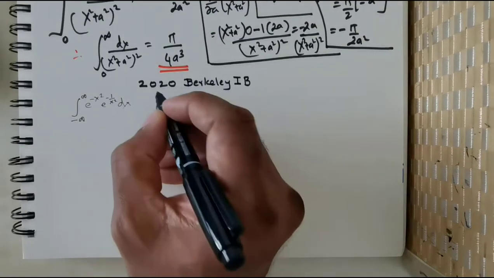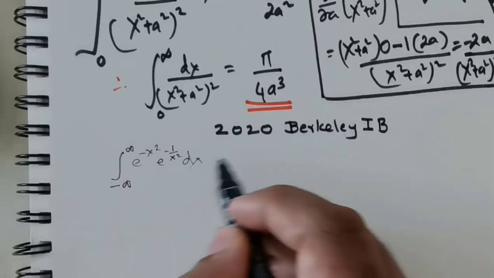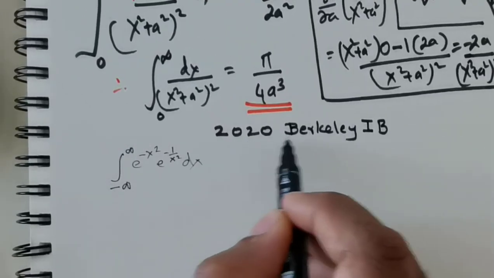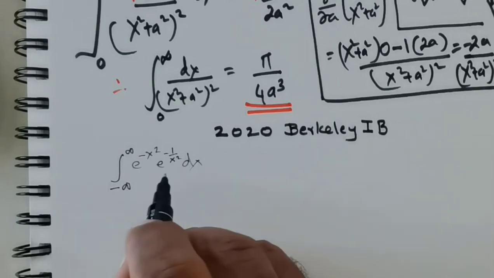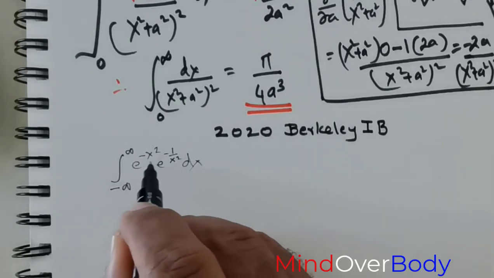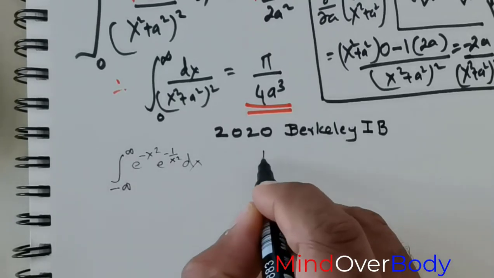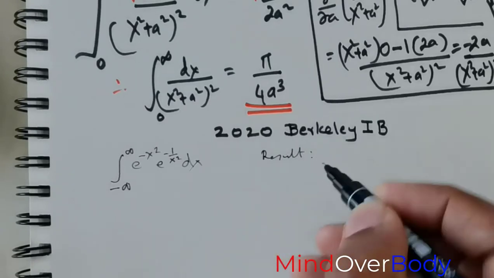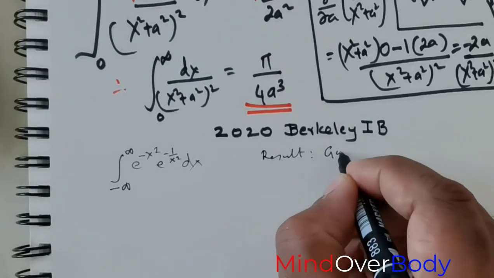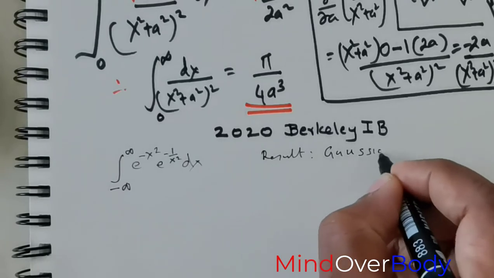Welcome students, we've been expected to solve this question. This is a 2020 Integration Bee Berkeley question. Now to solve this question we would be using this result. This is called the Gaussian Integral.